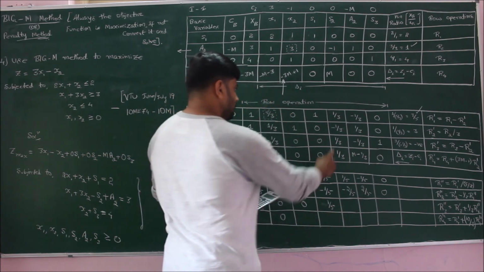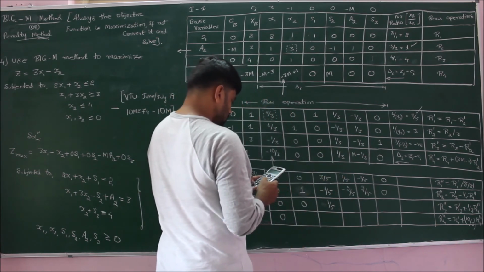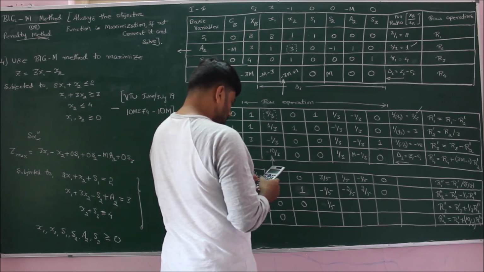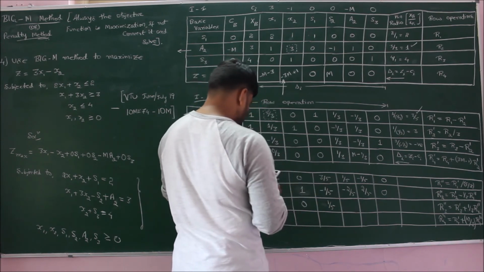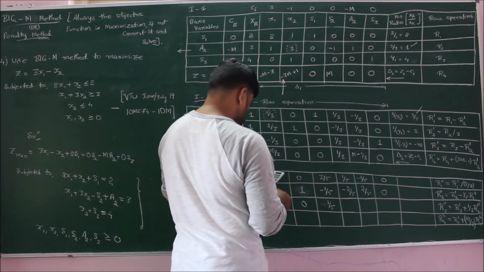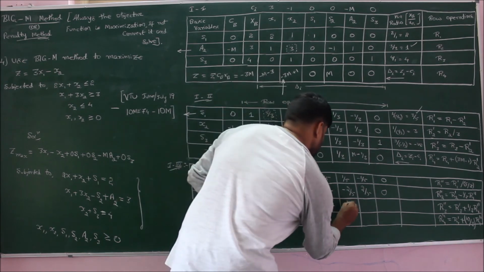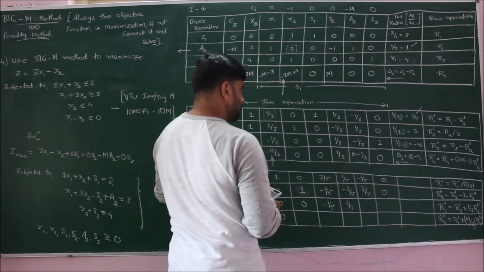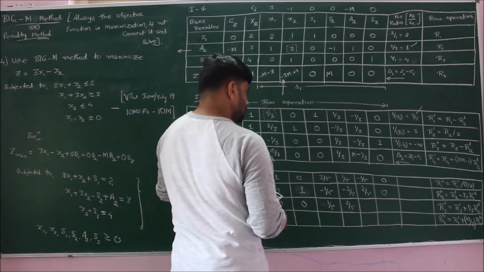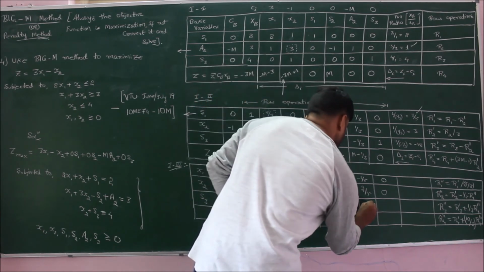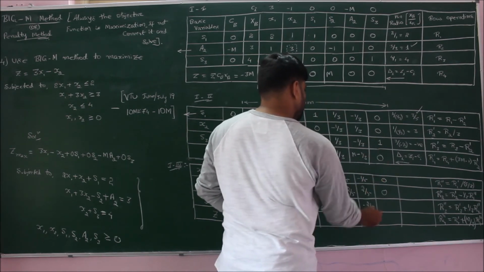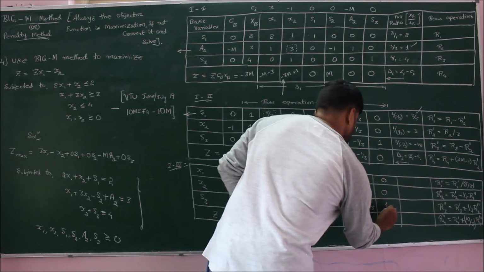Next, coming over here, we have 1 by 3 and 1 by 5. So therefore 1 by 3 plus 1 by 3 into 1 by 5 is 2 by 5. Here we have minus 1 by 3. So I get minus 2 by 5. Here we have 1, but here we have 0. So therefore I will get the value as 1.